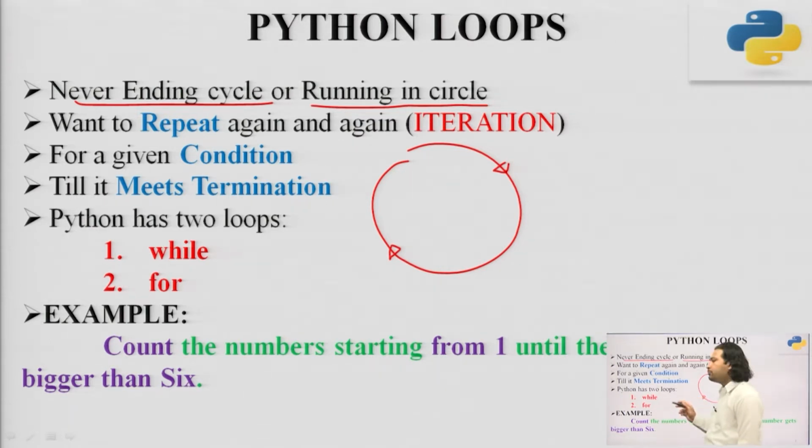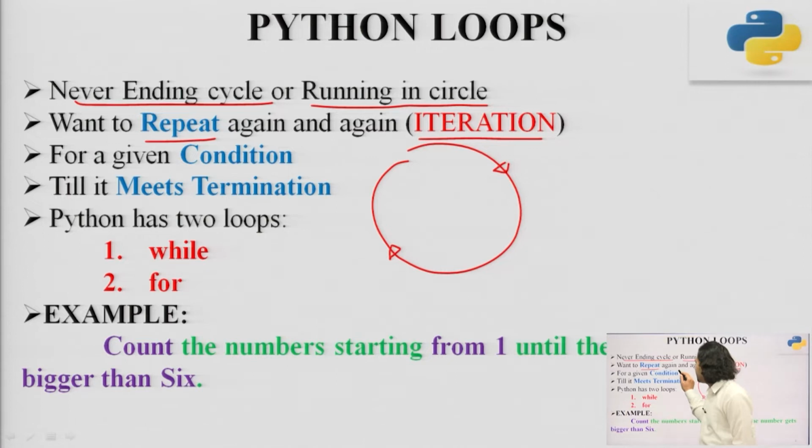So, how is it important in Python programming? It is because whenever we want to repeat some code again and again, this process is known as iteration. That means when we want to iterate the code, we will take the help of loop statements.